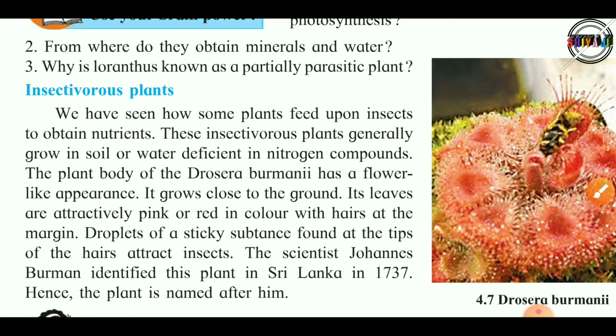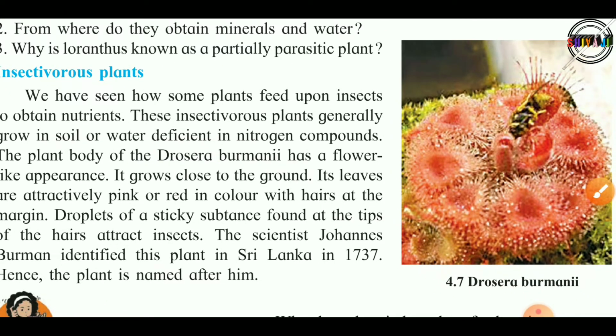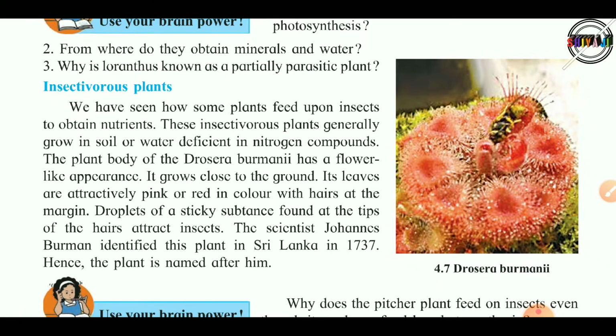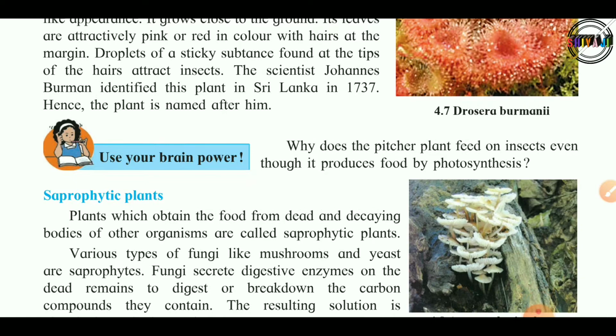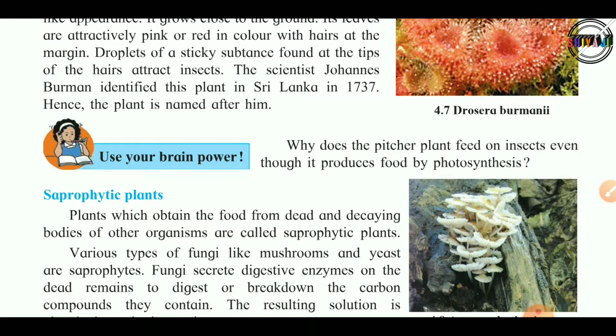Droplets of a sticky substance found at the tips of the hairs attract insects. The scientist Johannes Burman identified this plant in Sri Lanka in 1737. Hence, the plant is named after him, Drosera burmannii. Now, why does the pitcher plant feed on insects even though it produces food by photosynthesis?